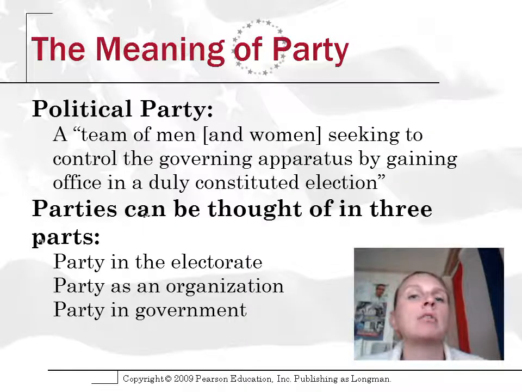So what exactly is a political party? It's just a group of people and their main job is to get elected into office. That is their main job. And there's three parts of the party. There's the party and the electorate. That's the biggest group of people.